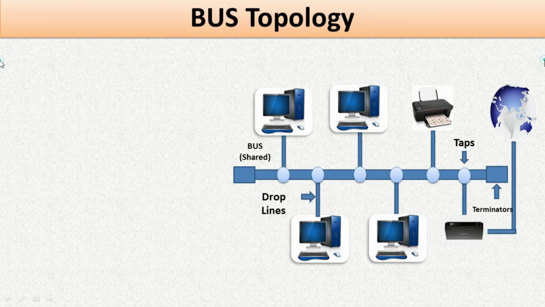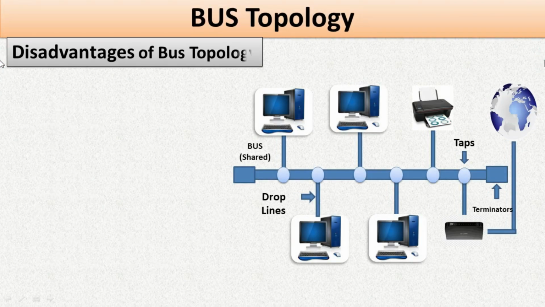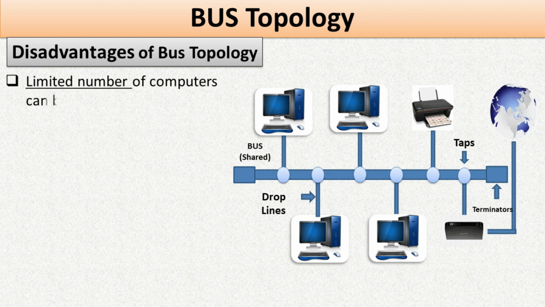Next, disadvantages of bus topology. In bus topology, a limited number of computers can be connected. With the increase in the length of the central cable and the increase in the count of taps, the strength of the signal decreases. So only a limited number of computers can be connected in a bus topology.